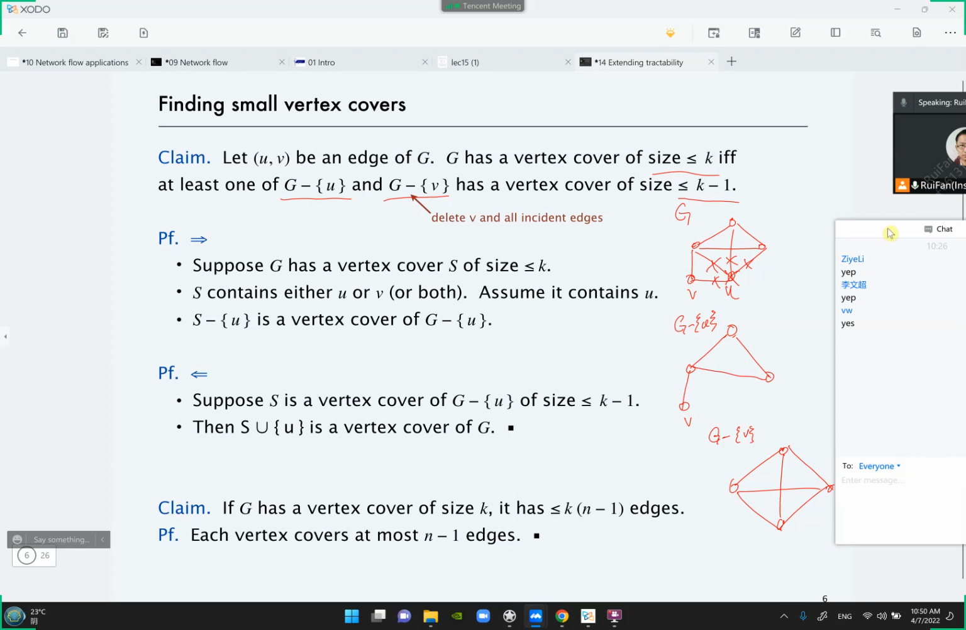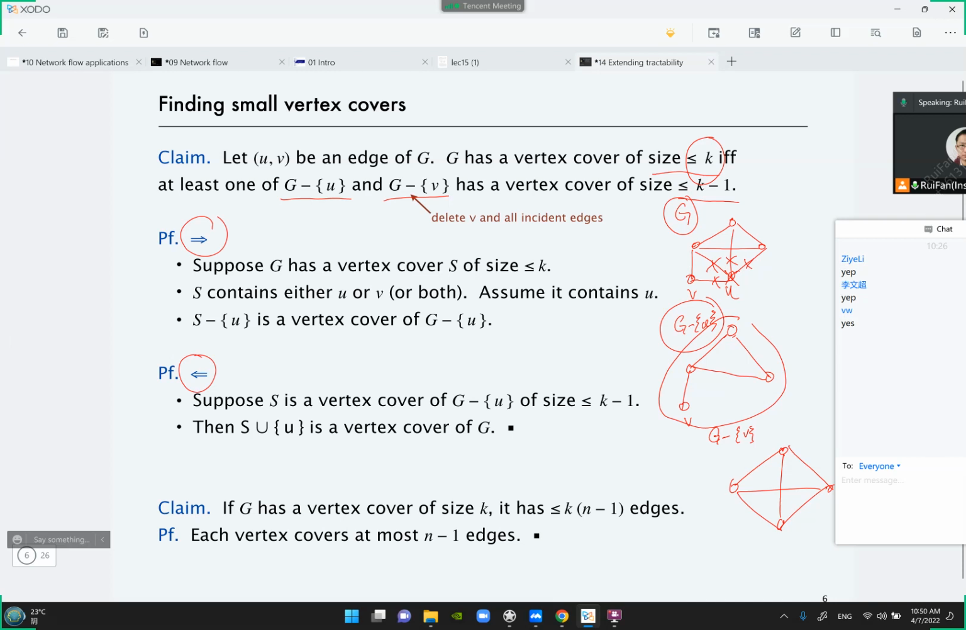So now once you take out node U, you go from this graph G to this G minus U. So you took out one node from your cover, and initially you covered the entire graph using k nodes, one of which was U. And now after you take U out, you can still cover the rest of the graph using k minus 1 nodes. So this shows this direction over here.